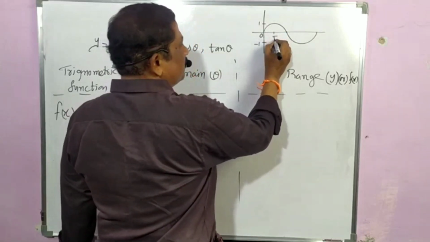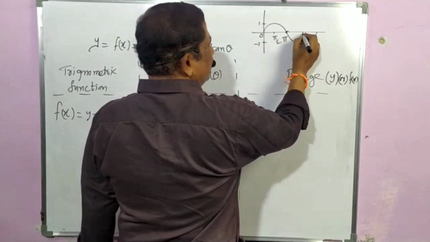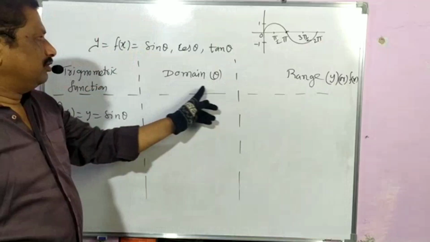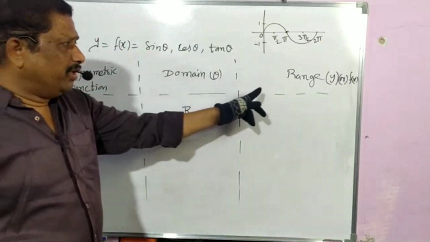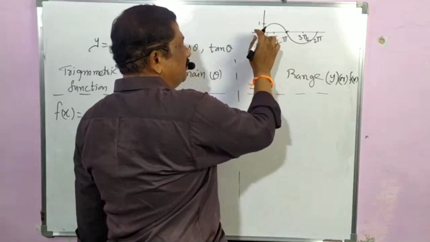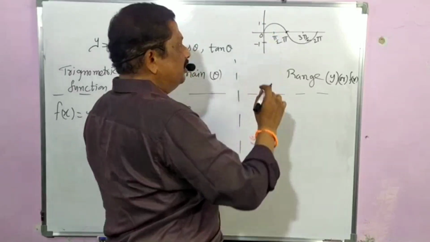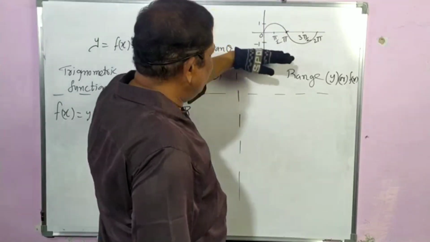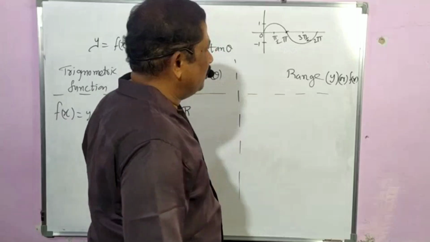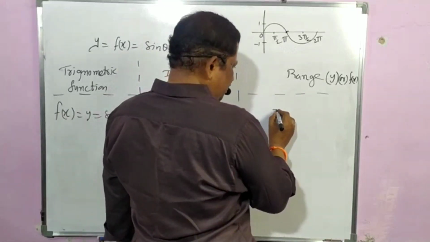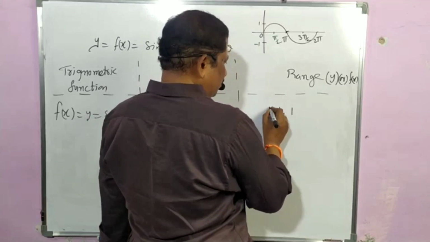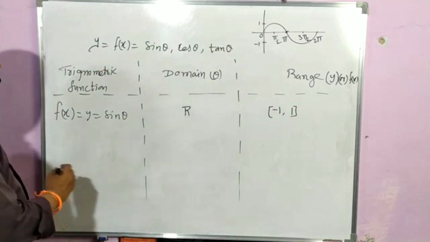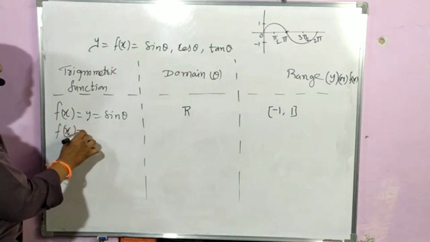The values on the x-axis indicate the domain, and any angle you can take, but the range is always oscillating between minus 1 and 1. It does not exceed 1 and does not go below minus 1. So the range of sine is the closed interval [-1, 1].